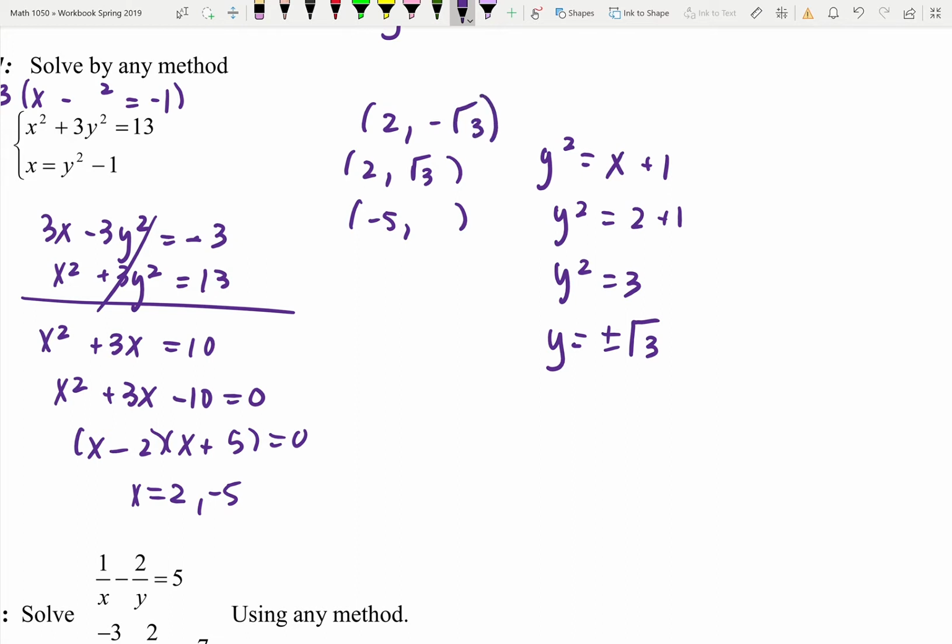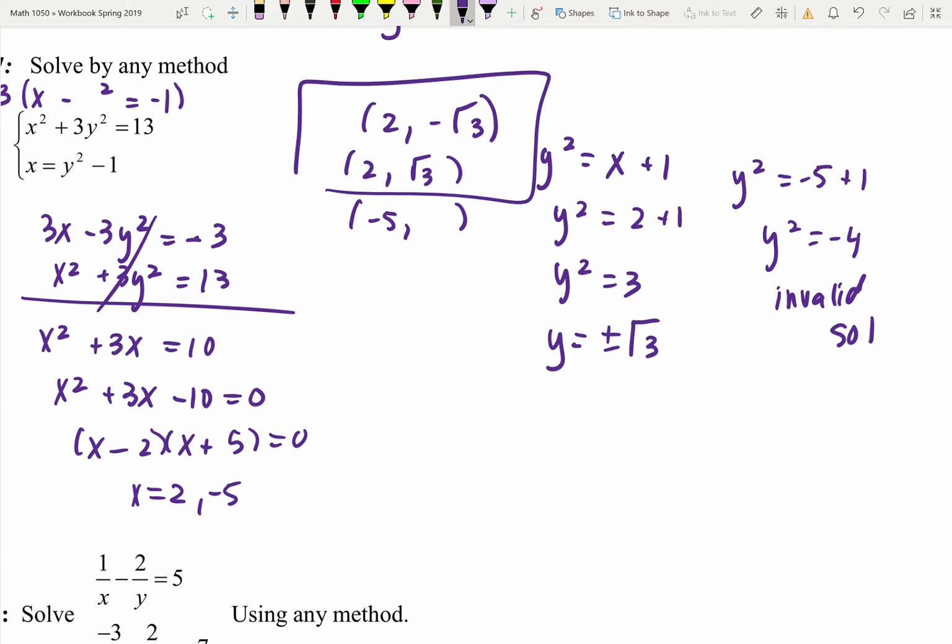Let's do the next one. Now x is a negative 5. So that's y squared equals negative 5 plus 1. So that's y squared equals negative 4. Talk to me about that. Invalid. Okay. So let's write invalid solution.